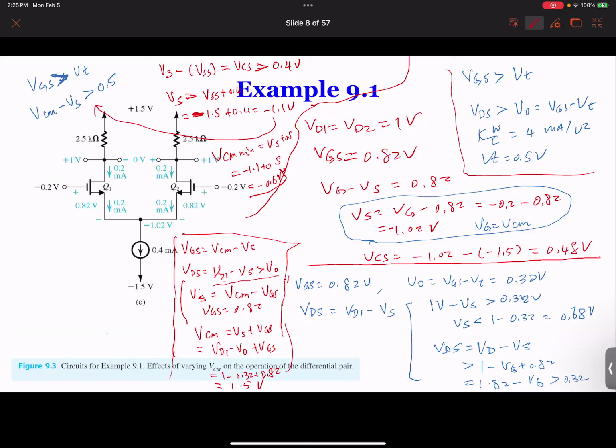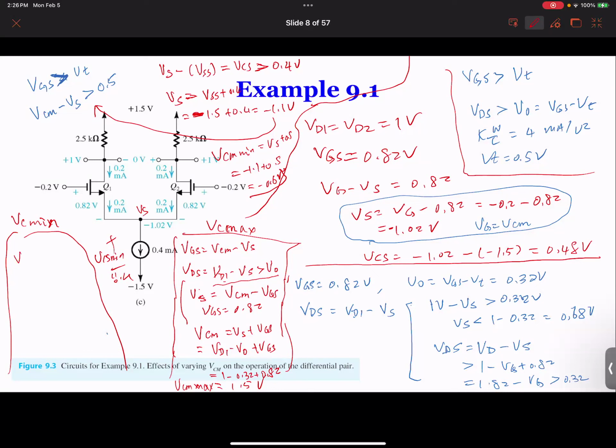So we see VCM max is this, and for VCM min we have to use VCS min, which is equal to 0.4 volts. So this is to find VCM max, and here we find VCM min. VCM min is from the previous example. We have to make sure that for this VGS, the same equation would apply.